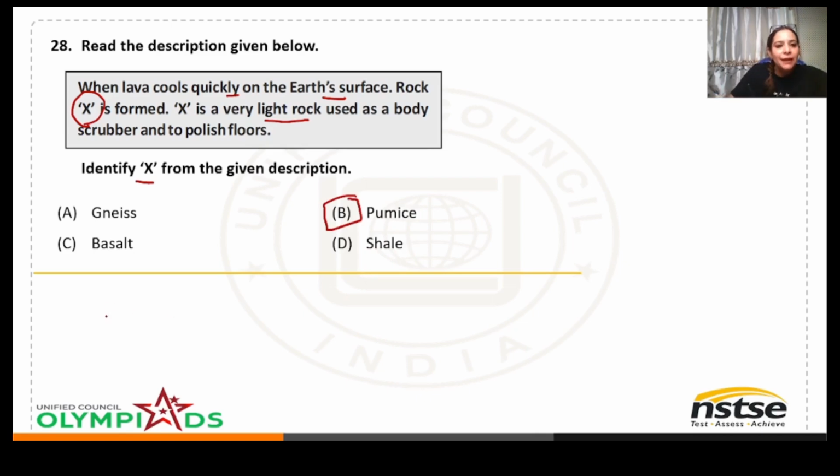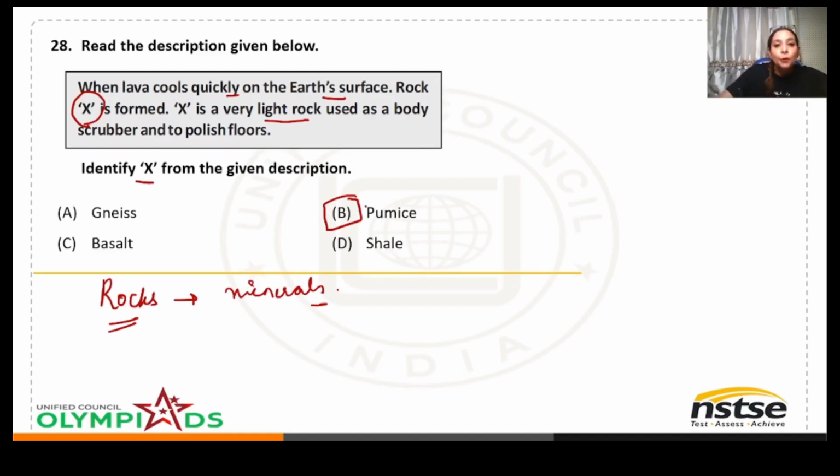Now let me tell you what rocks basically are. Rocks are one of the minerals. The substances which we get from the Earth's surface are called minerals, and rock is one of them. It is basically an aggregation of many minerals together.